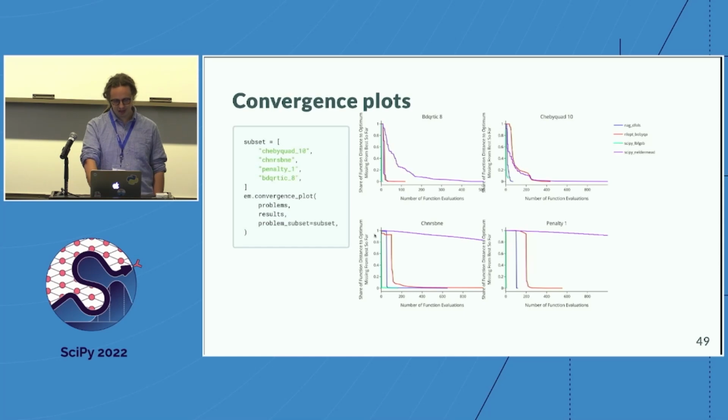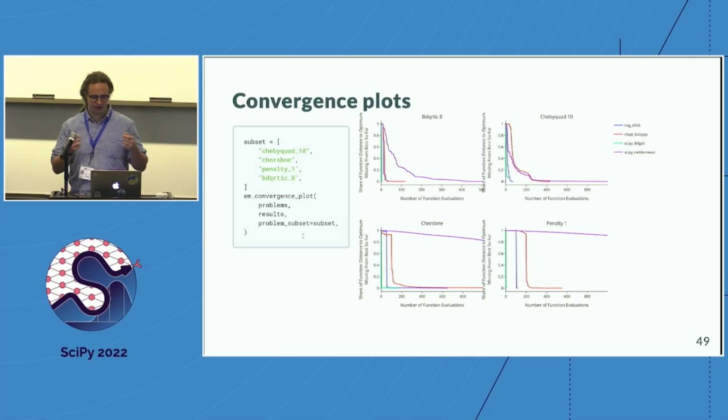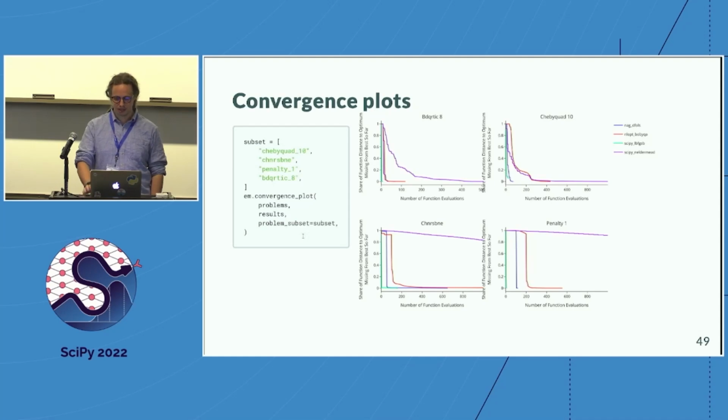Actually, all of these plots have many optional arguments, so you can set if you want to measure the runtime in function evaluations or in actual wall time, you can check how precisely you have to get to the optimum to count it as success and all that kind of stuff. But typically it's already quite informative to just use the defaults.